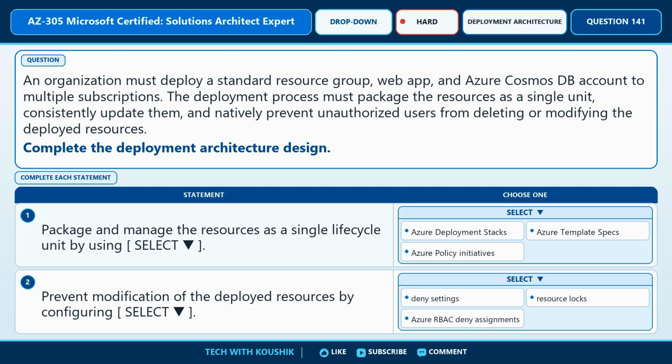Statement 2. Prevent modification of the deployed resources by configuring the blank. Choose between deny settings, resource locks, or Azure RBAC deny assignments.